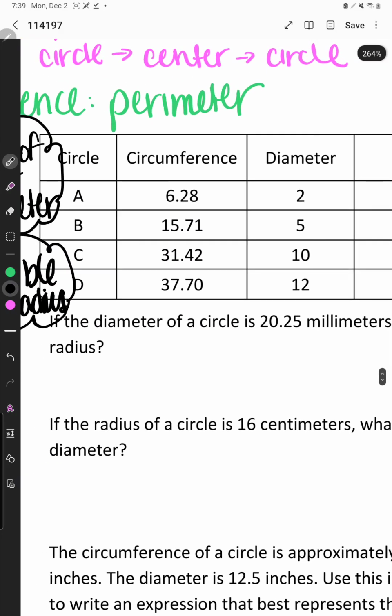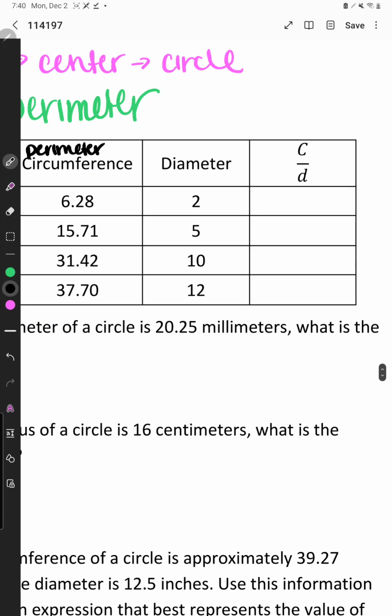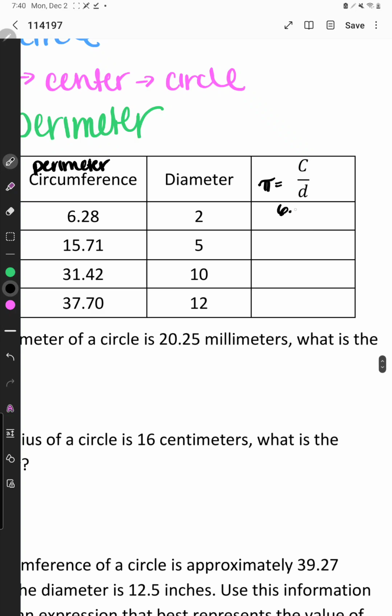So let's say we have all of these circles. You have circle A, circle B, circle C, and circle D. Circumference, which is the perimeter of the circle, is 6.28, and the diameter is 2. Well, pi is what we're looking for, and pi equals circumference divided by diameter, so it's going to equal 6.28 divided by 2. I took my circumference and I divided it by my diameter, and that's how you find pi. If you do the math, 6.28 divided by 2 equals 3.14.